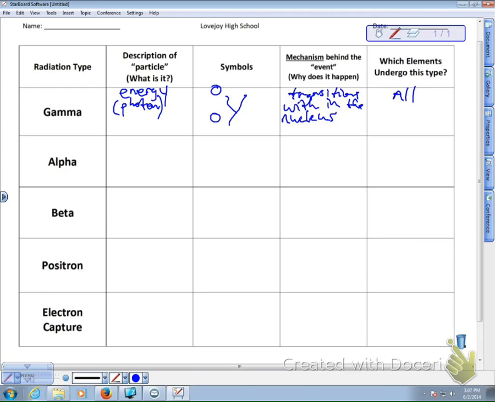We're going to be concerned more with the mass changes in radioactive decay in first-year chemistry, and then the energy changes really need to be discussed at a higher level of physics.